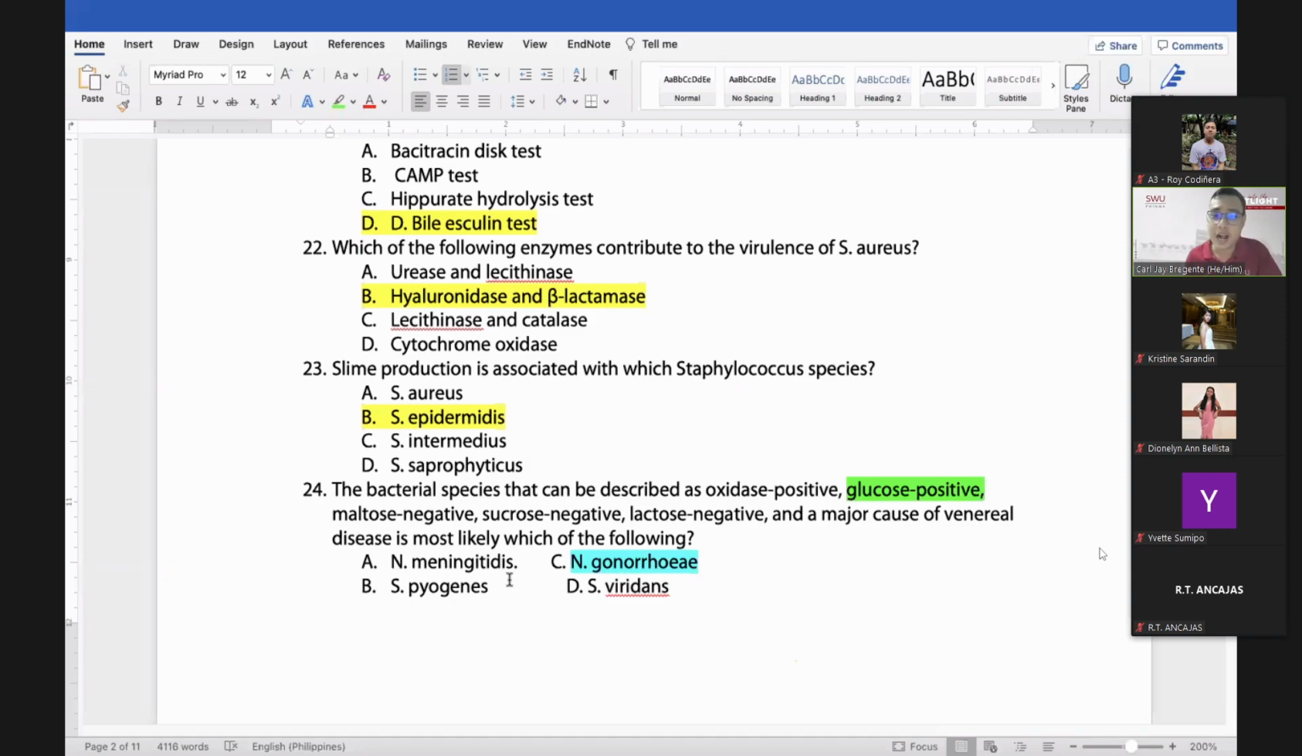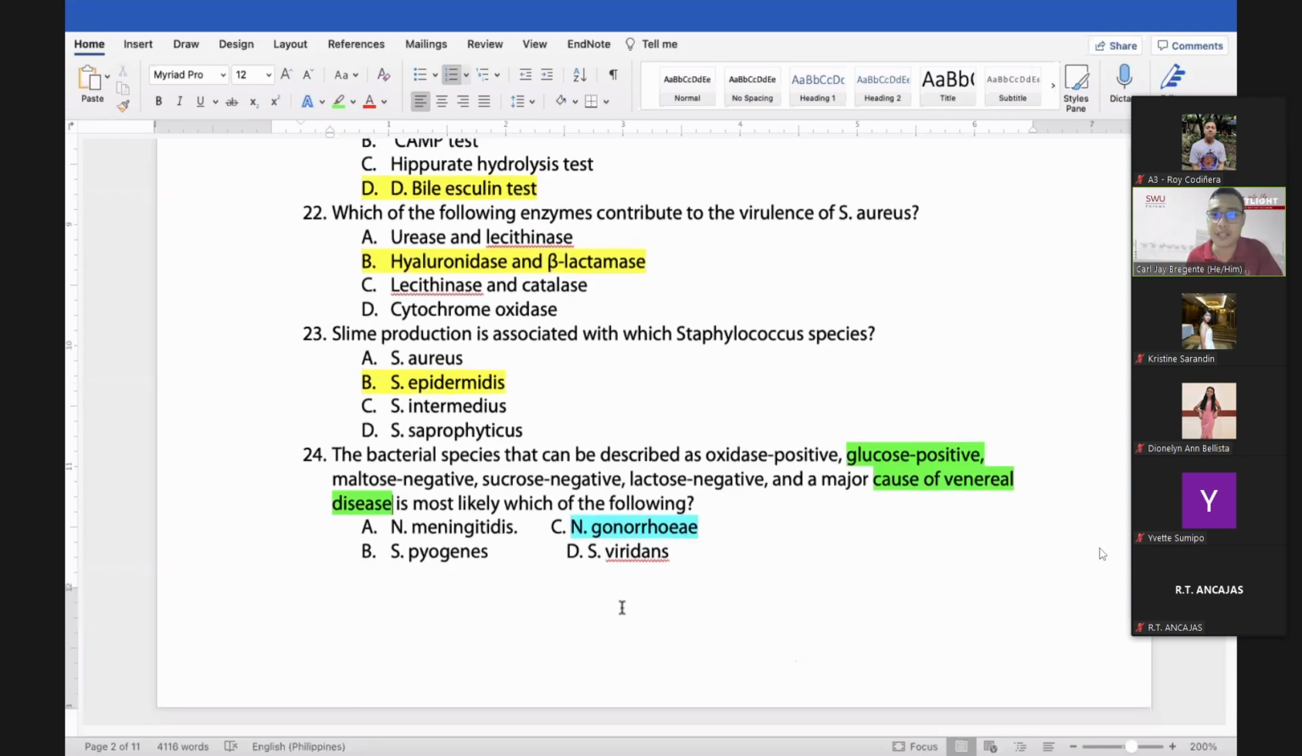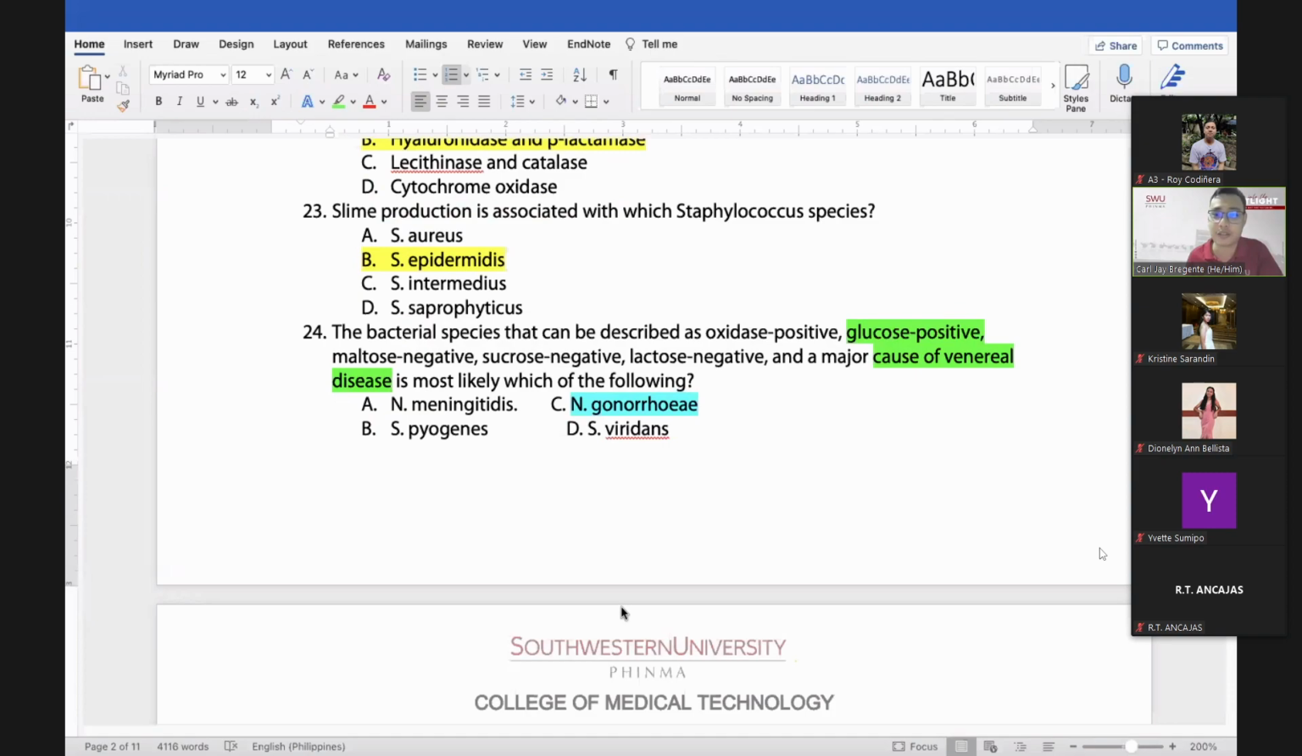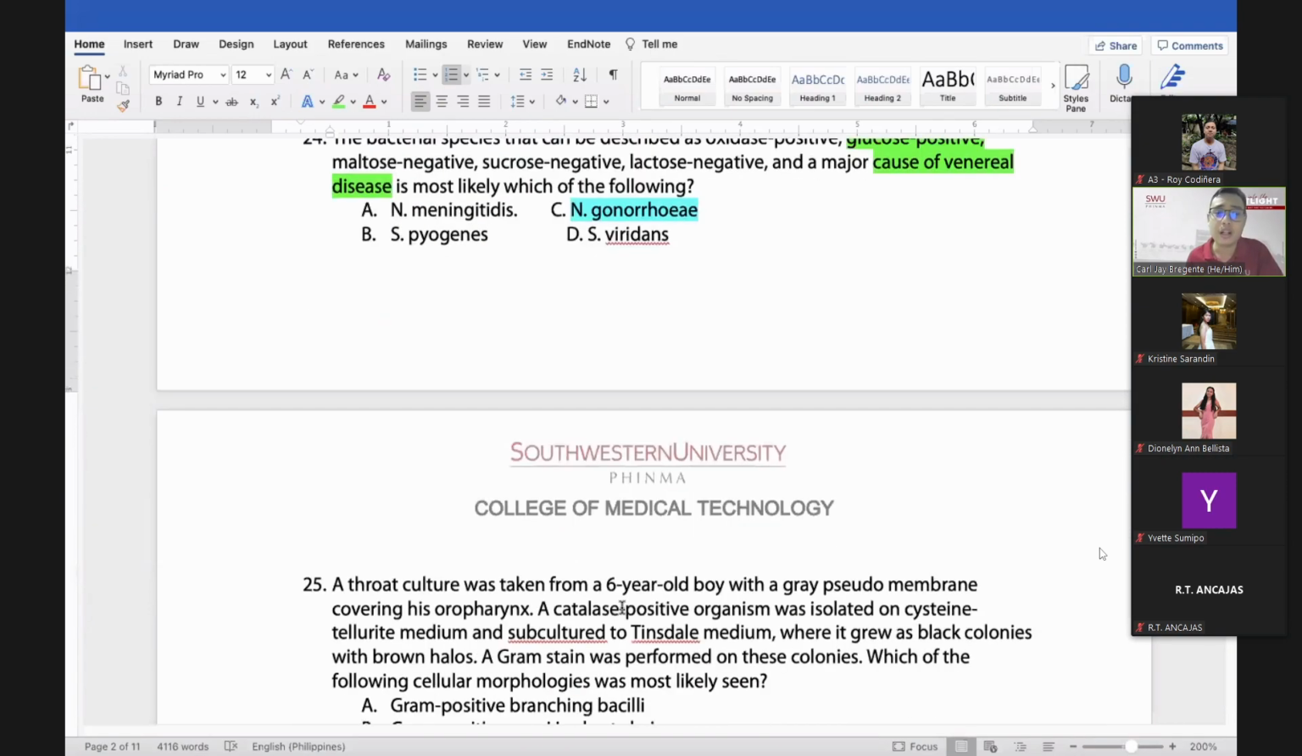Okay? Class, you cannot answer Streptococcus pyogenes or Streptococcus viridans because the question is the cause of venereal disease. These two, Strep pyogenes and Strep viridans, will really not cause venereal disease. So what are the venereal diseases? These are syphilis, chlamydia. Those are venereal diseases, mostly sexually transmitted infections. 25.